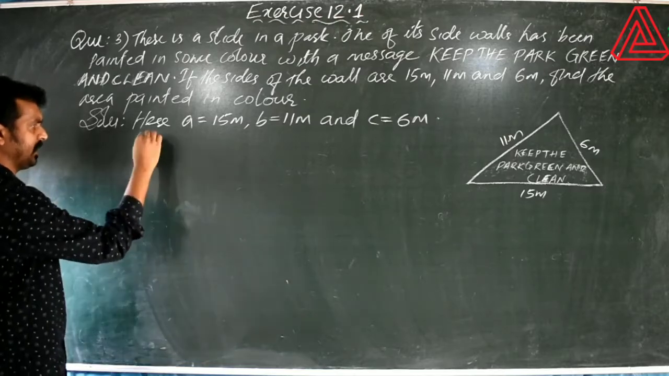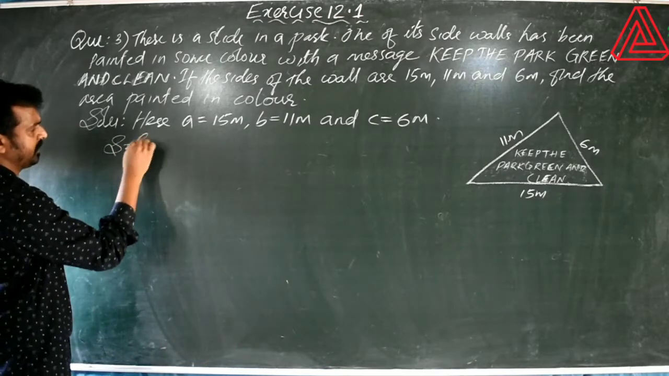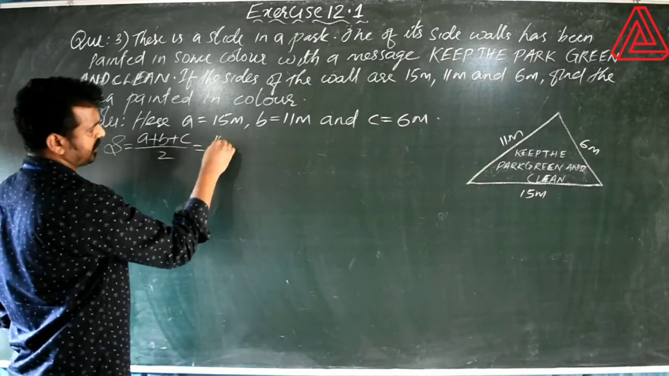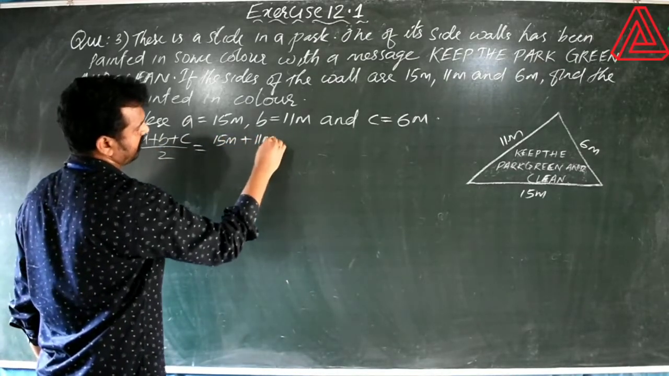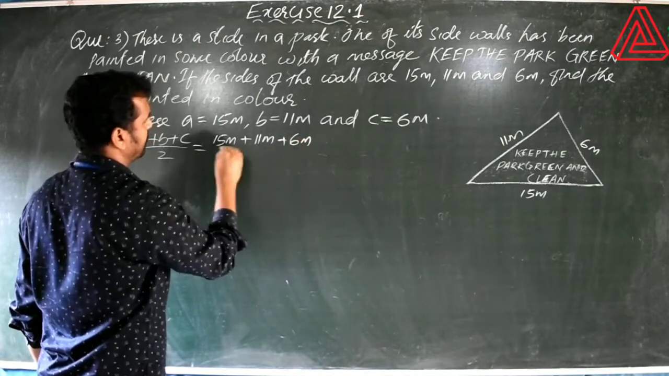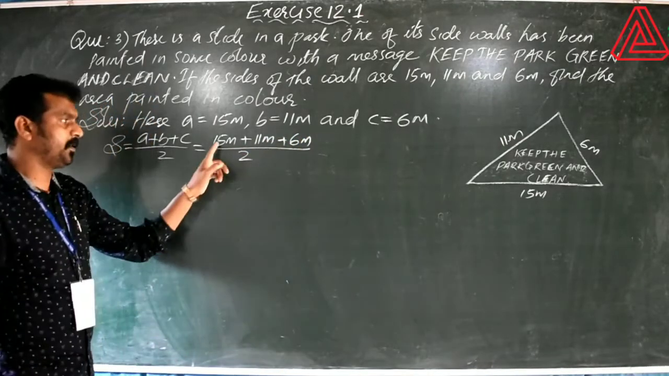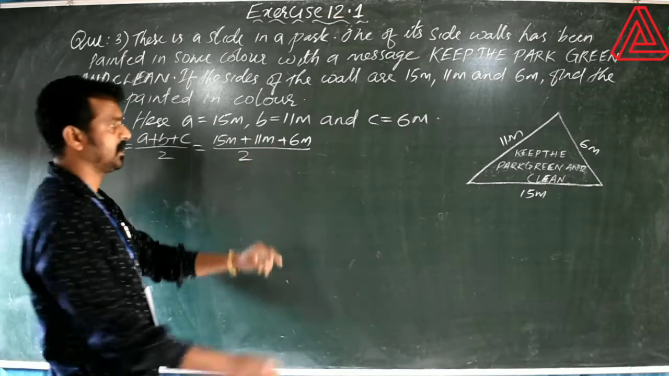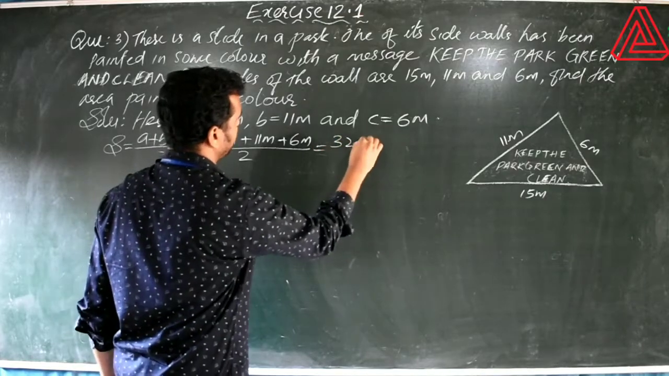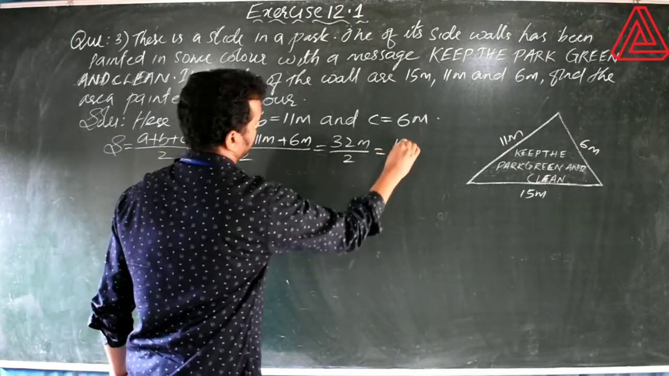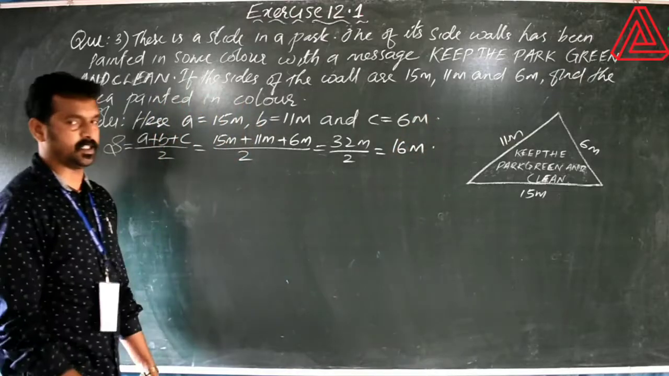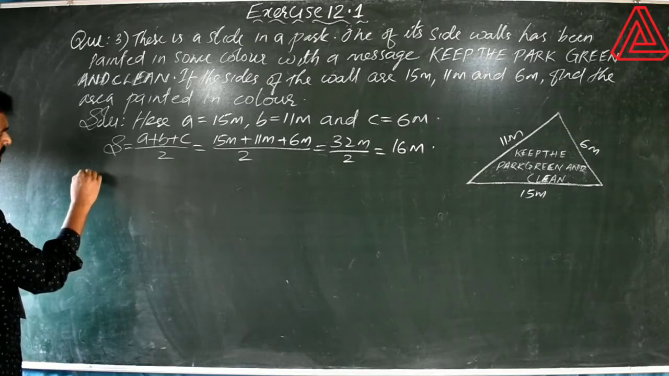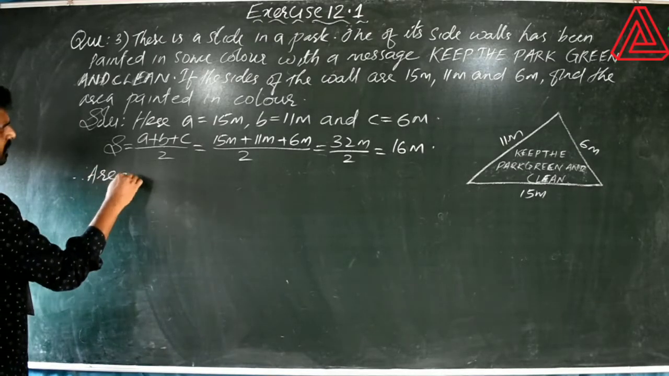Now find out S. S is equal to the semi-perimeter, A plus B plus C divided by 2. A is equal to 15 meter plus B is equal to 11 meter plus C is equal to 6 meter, divided by 2. 15 plus 11 is 26, plus 6 is 32, 32 meter divided by 2. That is equal to, what is the answer? 16 meter. Now we can find out the area.